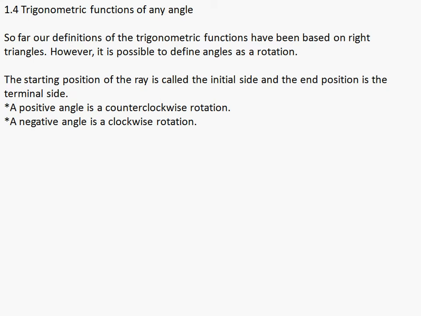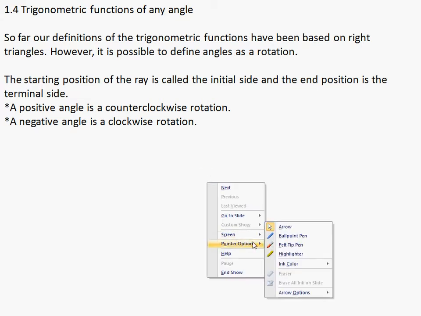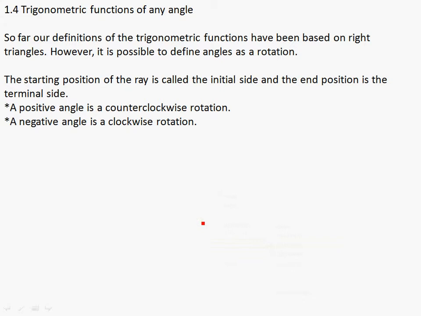Okay, so we just looked at right triangles, and that would have meant 89 is sort of the largest number, 89.9, and so on, but definitely no negative angles. But if you look at an angle as a rotation, then you can have positive angles and negative angles, and we can end up with basically any number that you want.